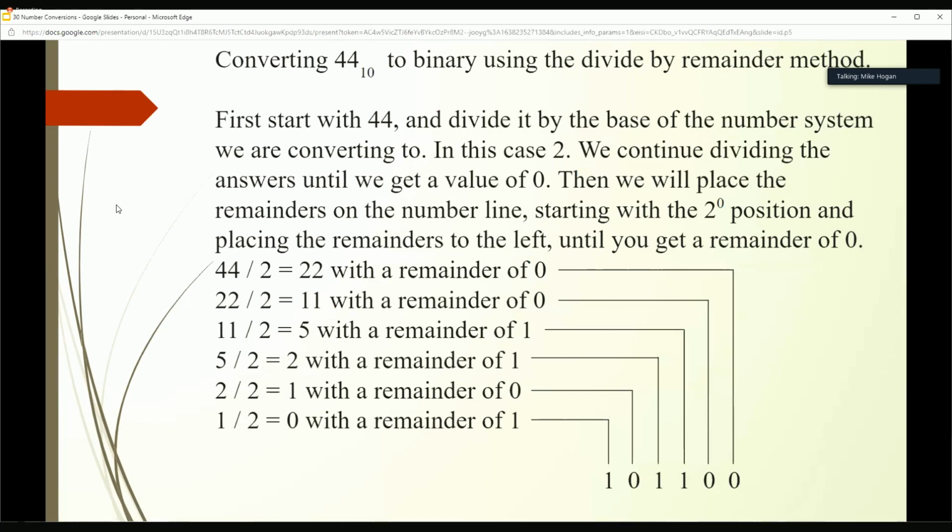Now, if we're talking about conversion, right? So converting 44 base 10, and it's worth noting that when we talk about base 10, when we actually put this number out here as base 10, the reason we're doing that is so that you'll know it's not binary, because we're going to get into some of these numbering systems.